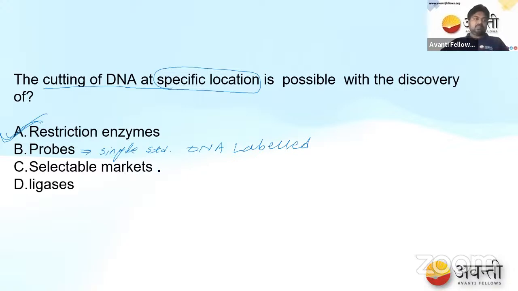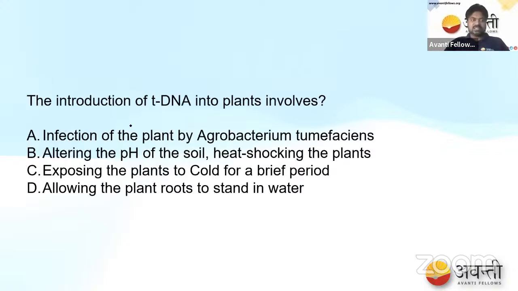Next, about the selectable marker. I think you already know about it. Antibiotic resistance genes present in the plasmid are the selectable markers. Next are the ligases. Ligases are the glue which combine DNA, or we can say they stick two segments of DNA to each other. And that's why option A is the correct answer here.